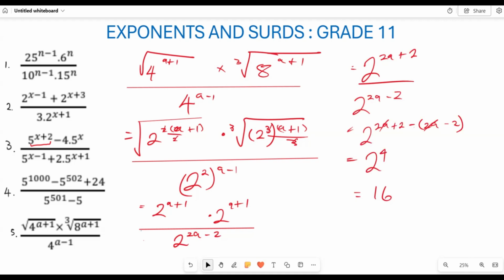So I am hoping that you are in a position to solve all these exponents and set questions whenever you are given, right? So thank you very much for listening.